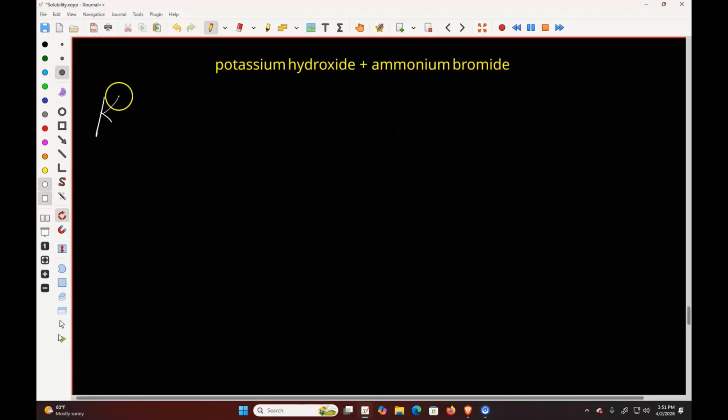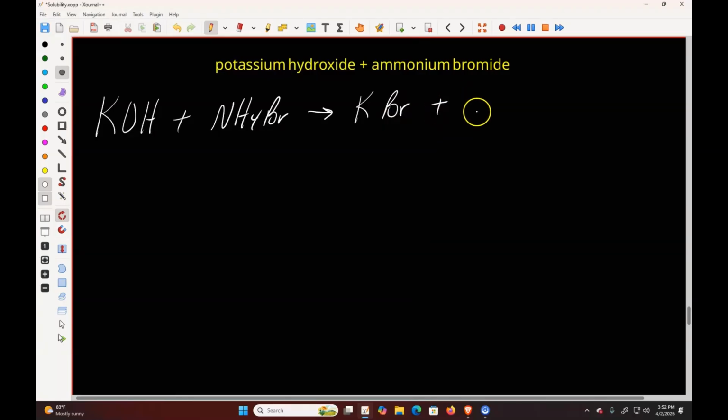Potassium hydroxide plus ammonium bromide. Give me potassium bromide and ammonium hydroxide. Okay, I cannot have this as a product because it's too unstable. So it's going to break apart into ammonia and water. All right, this is soluble, soluble, soluble.